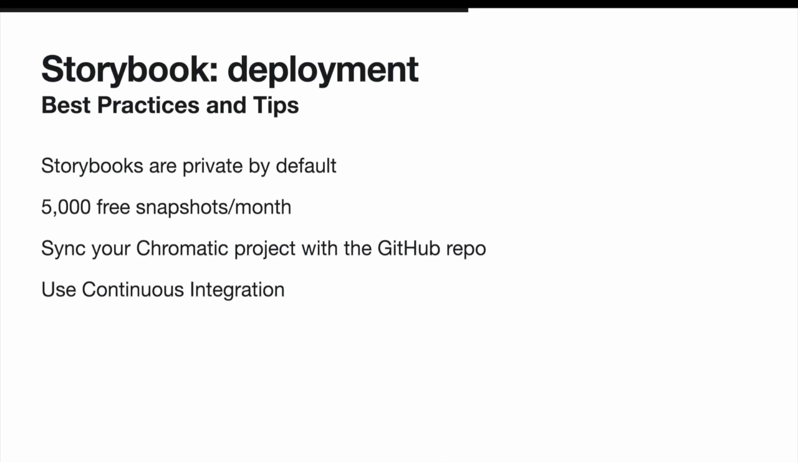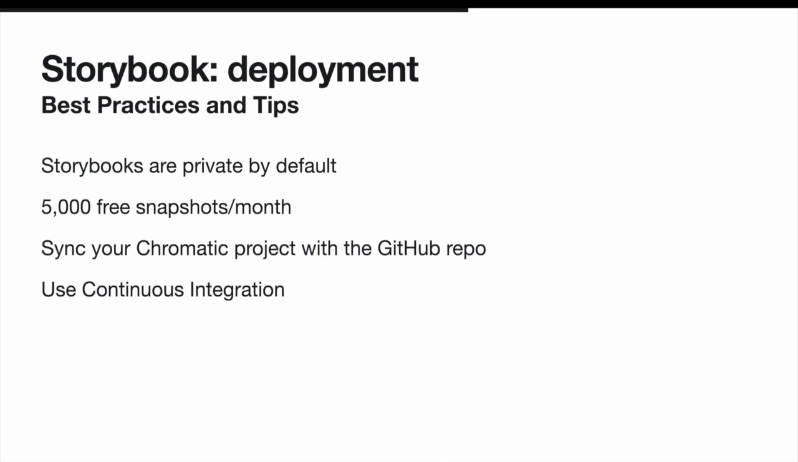You have 5,000 free snapshots per month. So if you need more, everything is free, but if you need more than 5,000 free snapshots, then you will move to the paid plan. I recommend you sync your account with your GitHub account, so you have both Chromatic and your GitHub repo synced together, which is nice.